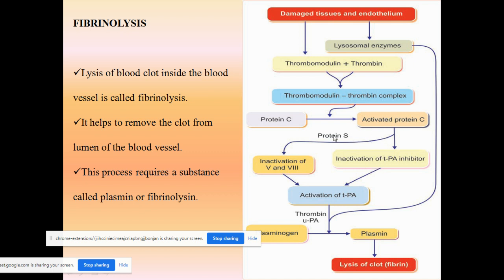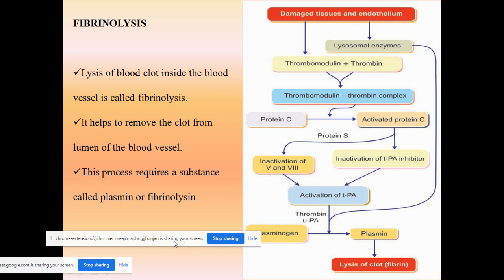This activated protein C along with protein S will inactivate factor 5, factor 8 and the TPA inhibitor. Okay, once all these are inactivated, what will happen? The TPA will not get inactivated by the inhibitor. The inhibitor's job is to inhibit the plasminogen activator, but when the inhibitor itself is inactivated, it cannot inhibit. So it will activate the tissue plasminogen activator.